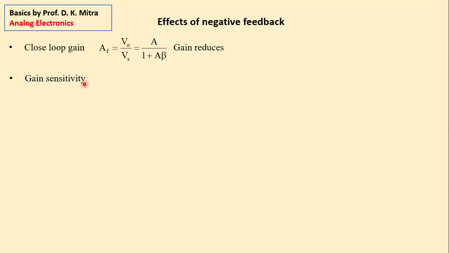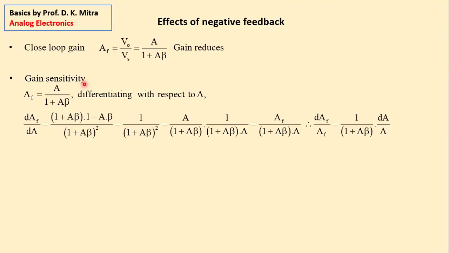We have said that if you design an amplifier with feedback, then the sensitivity of its gain to temperature, aging, and component tolerance, etc., is much reduced. So your amplifier becomes a higher quality amplifier. How can you prove this? This is the basic equation, AF equal to A upon 1 plus A beta.